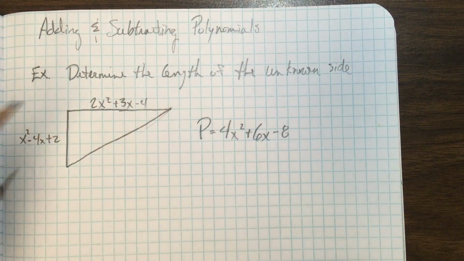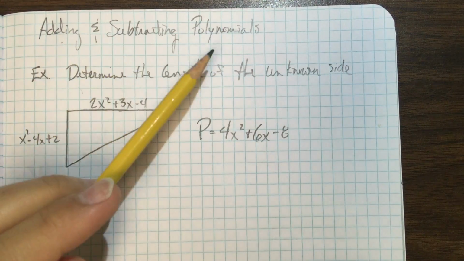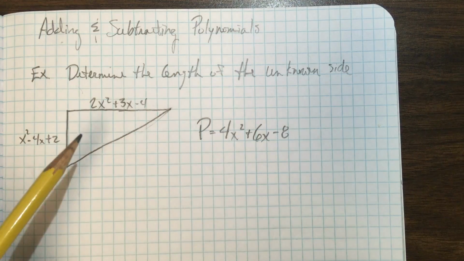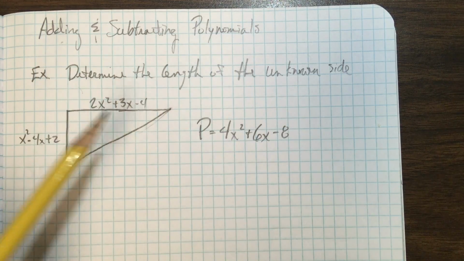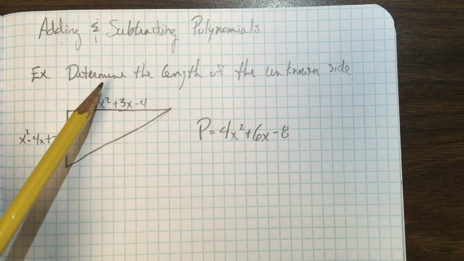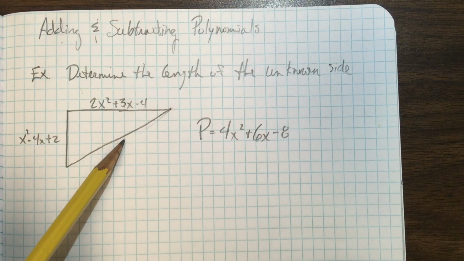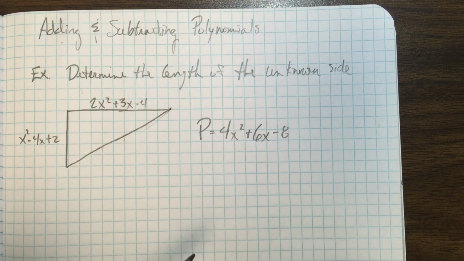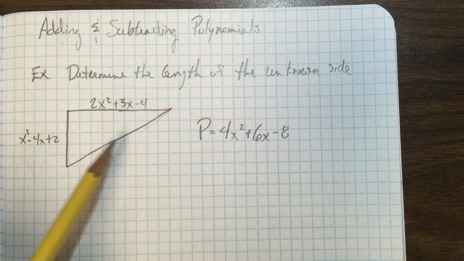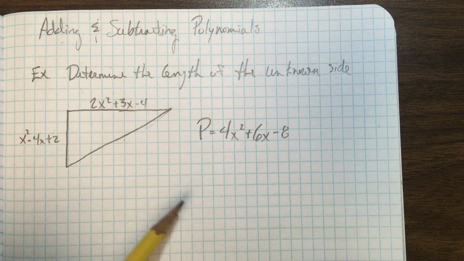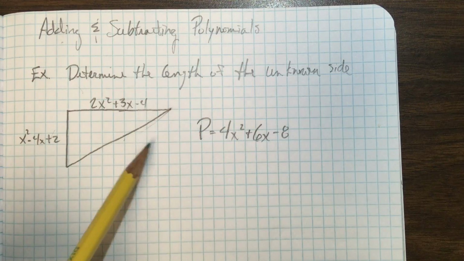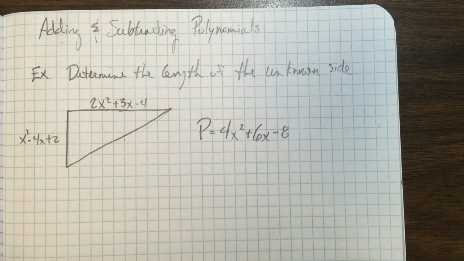All right, folks, in today's class, we're going to be adding and subtracting polynomials. And quite a few of the problems are going to look like this. They're going to be geometry-based, where you're going to have to determine the length of the unknown side. And here it is. This is the length that we're trying to find. In these kinds of problems, we have to do a mixture of both addition and subtraction, which is why I'm showing you an example that looks like this.